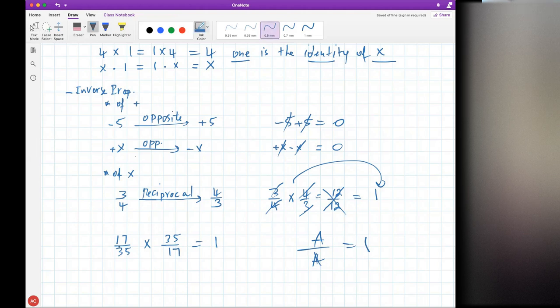So this can be useful. Again, think of it as canceling 17 and 17, canceling this and this. You have 1/1 left. Okay, so that's basically the inverse property of multiplication and addition.